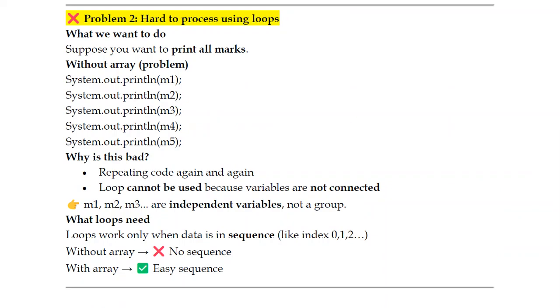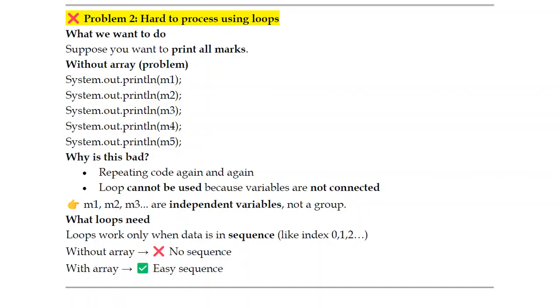You may ask, if you're doing the same task, why can't we use the looping concept? Yes, looping is available, but for this it is not possible. Because you are not going in a sequence order from 0 to n minus 1, or 0 to 10, or 0 to 5. You are using the variables m1, m2 individually. So then how can you use a loop for initialization, condition, increment or decrement?